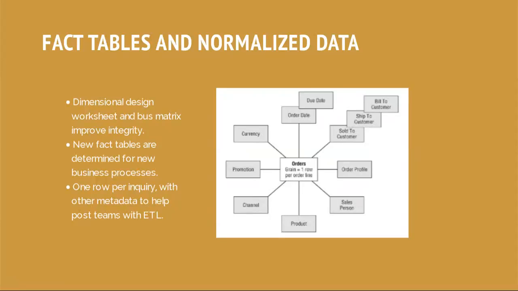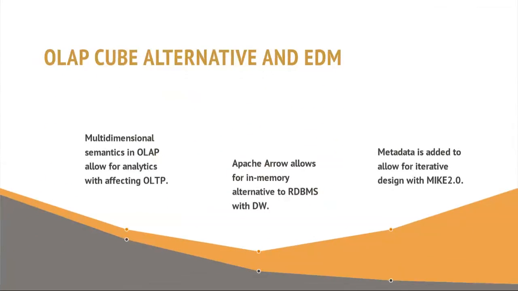The grain is 1 row per order. In the case of the voice remote, it would be 1 row per inquiry. The metadata discussed next will help host teams with the ETL process. Next, we'll discuss the OLAP cube alternative that we've chosen to use, as well as the EDM schema.